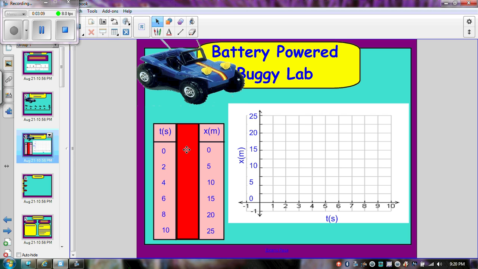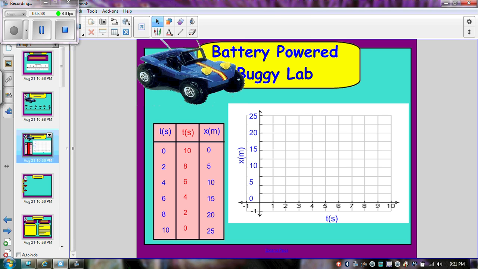Then when I turned the car around, I produced these times. Notice what happened. It was at the 25 meter mark that the time was 0, because this is where I was starting. Then it took 2 seconds to get to the 20 meter mark, 4 seconds to get to the 15 meter mark, 6 seconds to get to the 10 meter mark, 8 seconds to get to 5, and finally 10 seconds to get back to the origin or the starting point, which was the 0 meters.